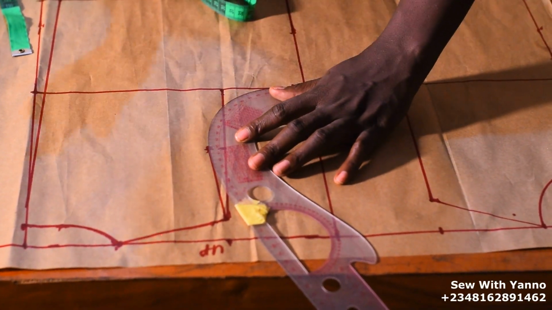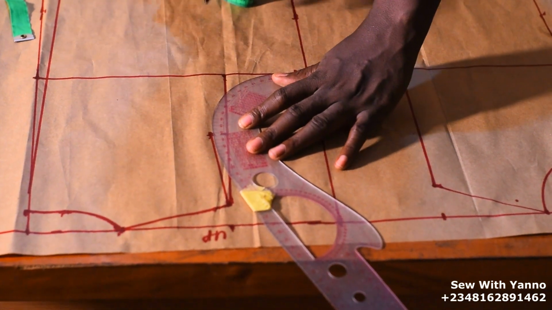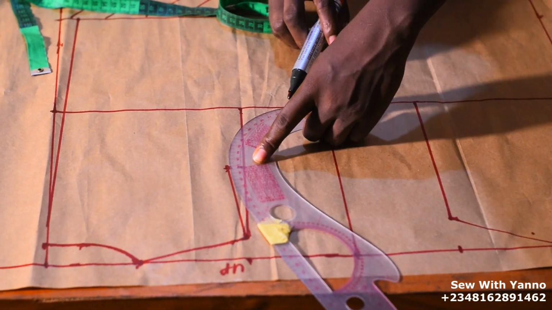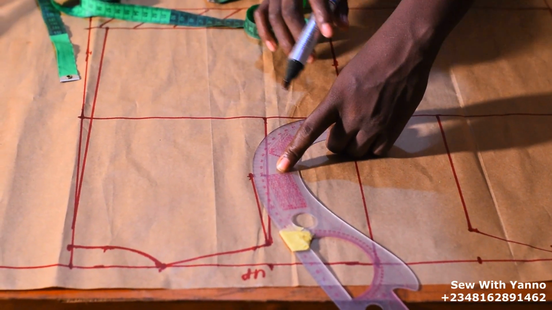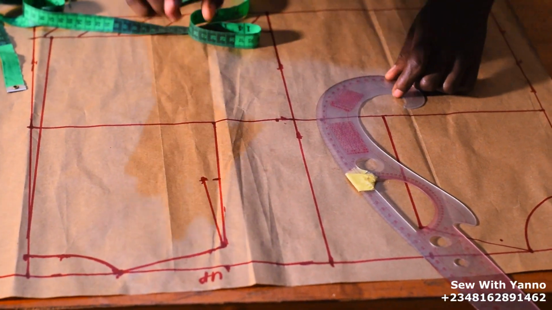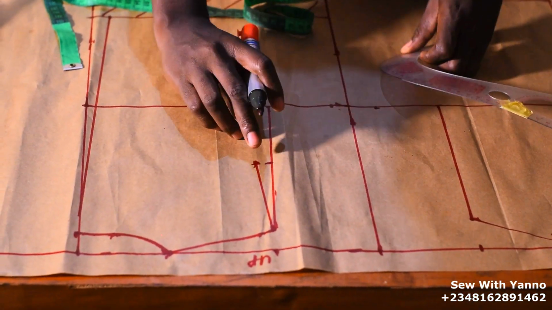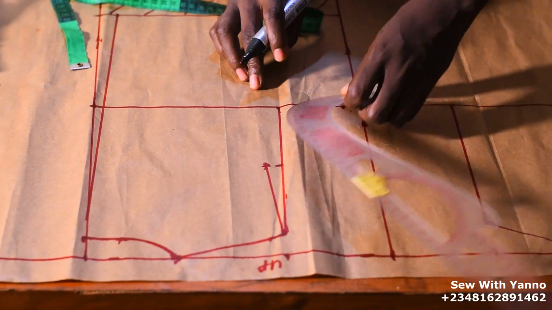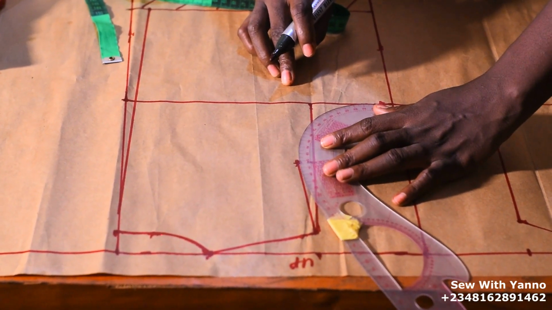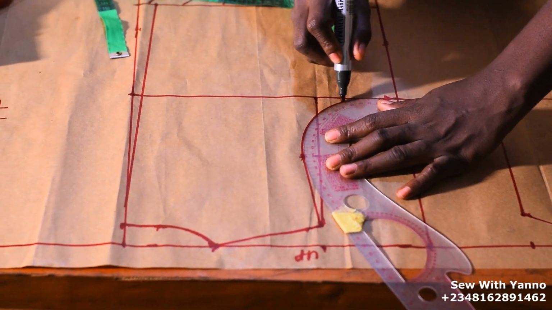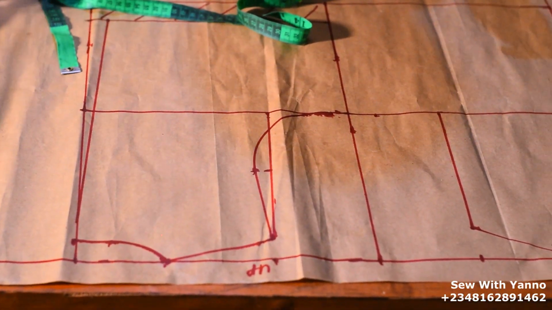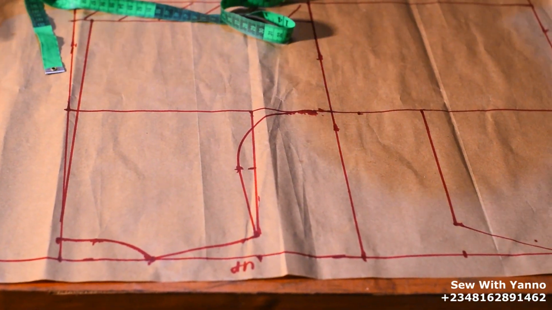Now see how I'm placing my curve. I am concentrating more on this point here, this 1/2 inch here, and my curve touching my chest line. I am not forcing it to touch my bust point measurement. I just want the curve to touch this point and my chest line. So you can see how I'm placing my curve, and your curve should not be hanging, it should blend inside.